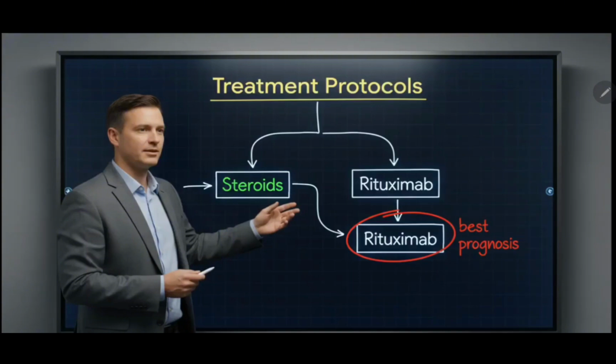If they relapse, you bring in rituximab. Other backup options include cyclophosphamide or mycophenolate mofetil. Splenectomy is theoretically ideal because the spleen is the main site of destruction, but it's really not preferred nowadays due to serious infection risks. Conversely, for cold AIHA, steroids don't work well at all. The treatment of choice offering the best prognosis there is rituximab.